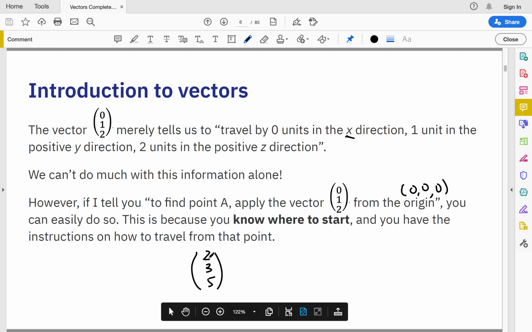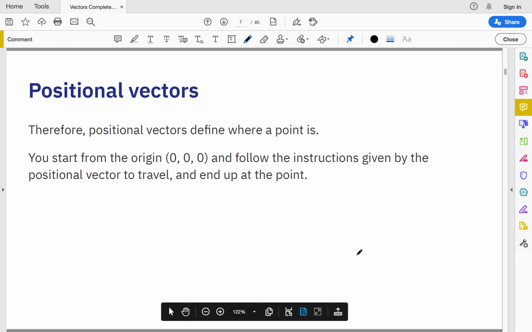First we have to move by 2 units in the positive x direction, causing our new point to have an x coordinate of 2. Likewise, a y coordinate of 3 and a z coordinate of 5. So we realize that this vector right here actually represents this point we have over here, and these are what we call position vectors. Position vectors are vectors that are essentially applied from the origin (0, 0, 0). Of course you can apply vectors from other starting points as well, but the position vector of a point can be defined as follows.